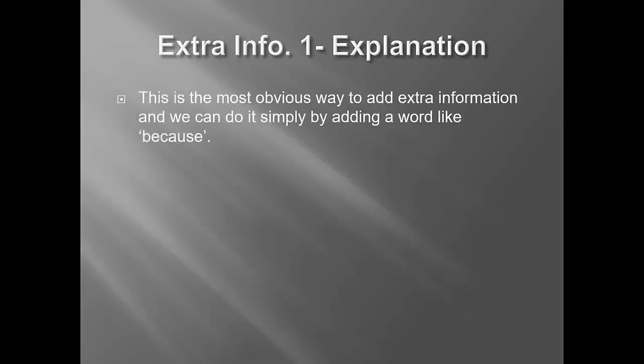So extra information number 1 is just giving explanations. This is the most obvious way to add extra information, and we can do it simply by adding a word like because. Now, the words that we're going to discuss now are very, very simple. You do not need to overcomplicate these. This is not IELTS writing where you need to use cohesive devices or linking words that are academic or high level. When you're speaking, you don't use those type of words. We're just going to use simple words.